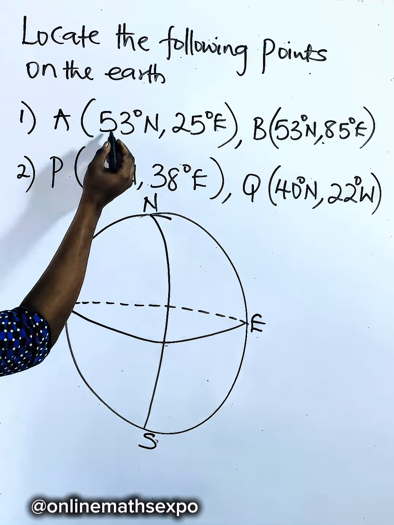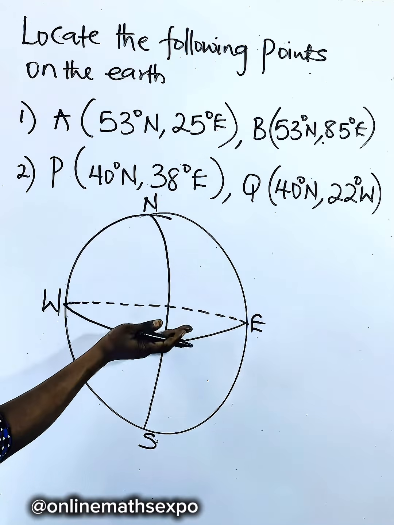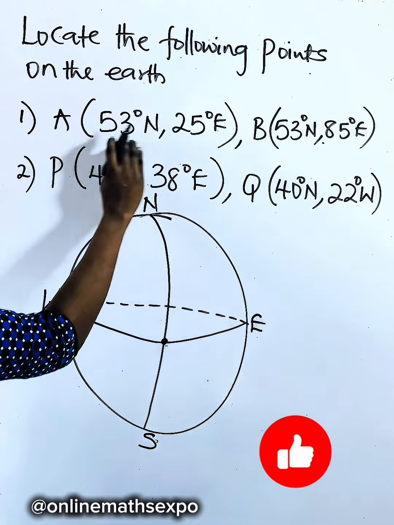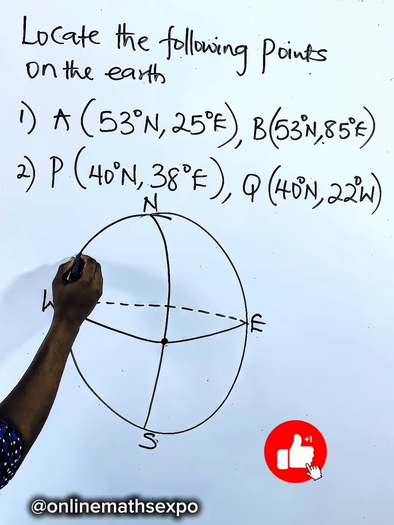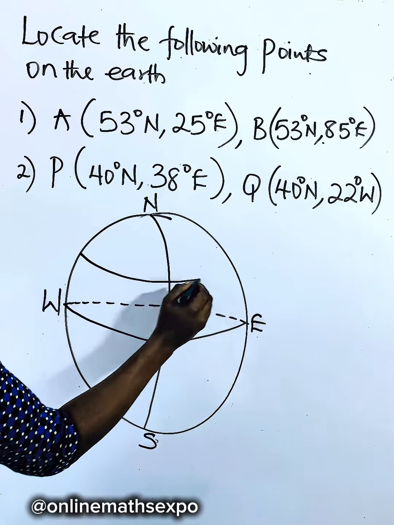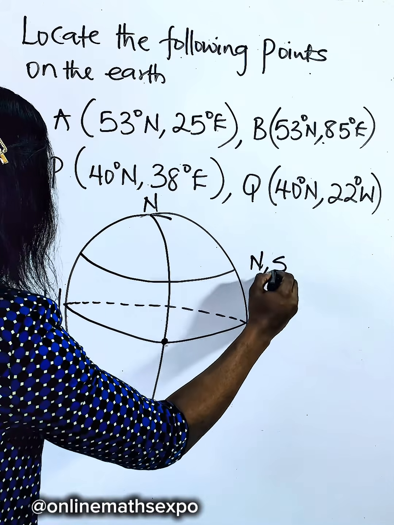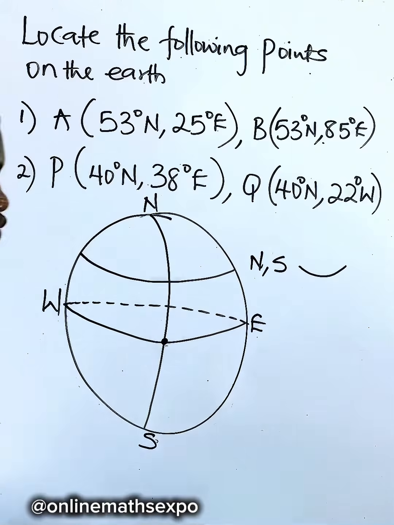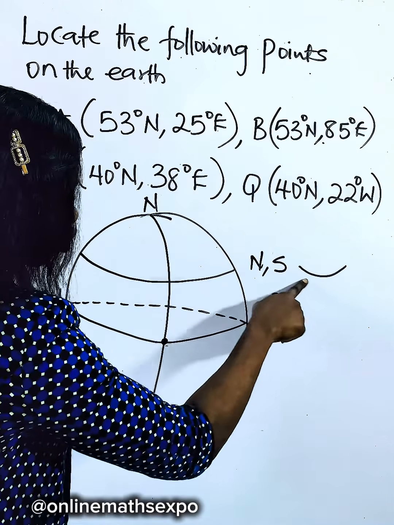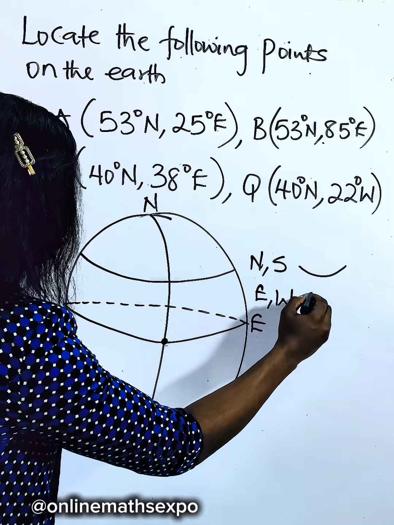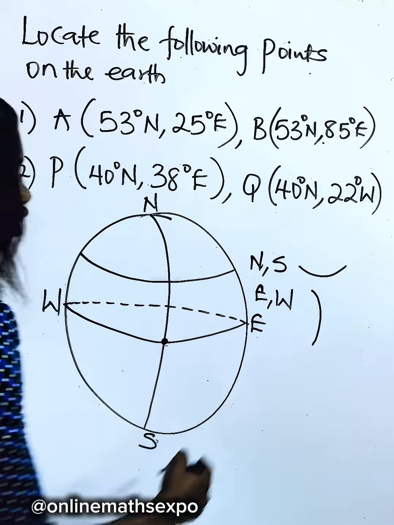So if I want to show 53 degrees north, this is my north. So here is 0. You move up 53. Just anywhere, you're not being actual, but just use your common sense. Remember also we said for north and south, it is your latitude. So you are using this line to show it. And for your east and west, it is longitude. So use this line to show it.